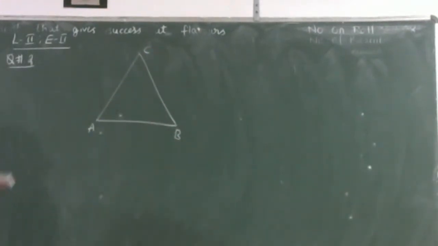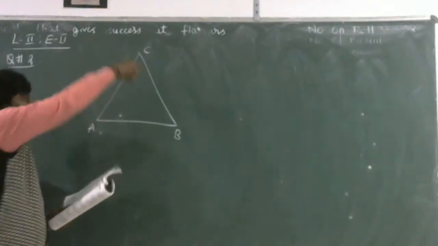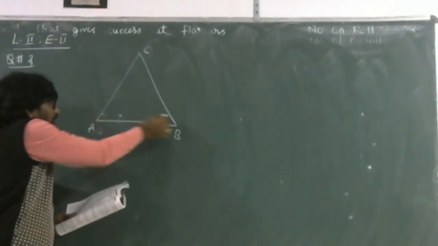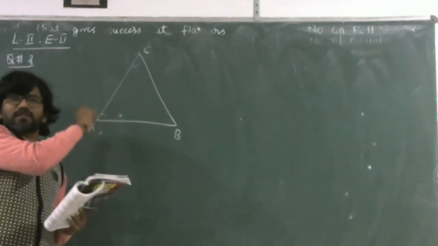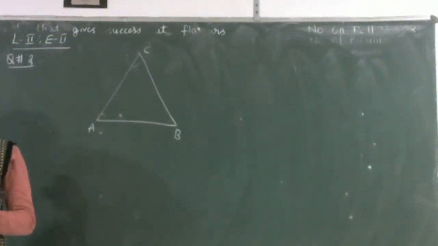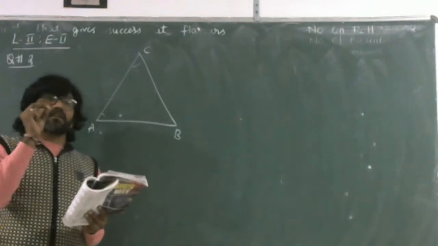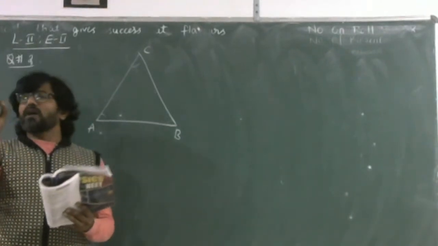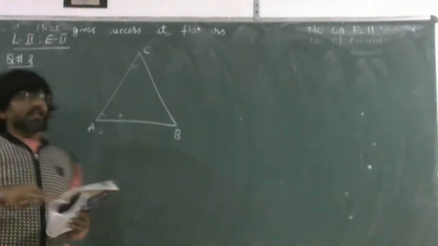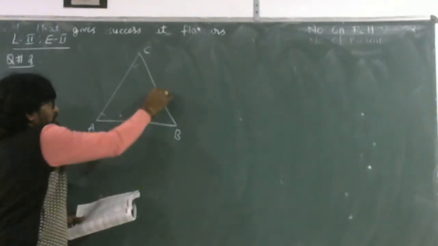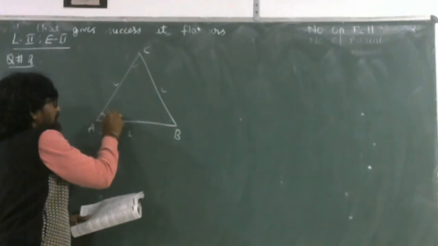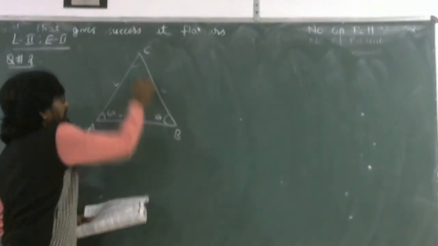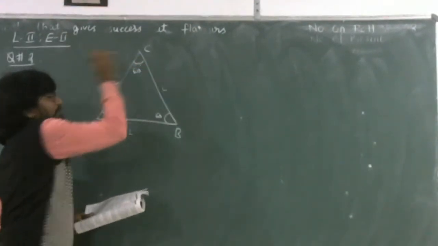An equilateral triangle means all side lengths will be same and all interior angles will be equal to 60, 60, 60. So the sum of the three angles should be equal to 180. This you have to remember. Equilateral triangle means immediately you have to remember these points: all side lengths will be same, and each angle will be 60.